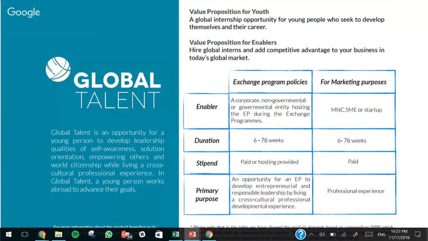Now, what you should note between Global Talent and Global Entrepreneur is about the startup thing. I'm sure you're wondering, what do you mean it can be a startup? If you're doing a long-term paid experience, it's a Global Talent. If it's unpaid short-term, then it's a Global Entrepreneur. It's pretty simple. Okay?